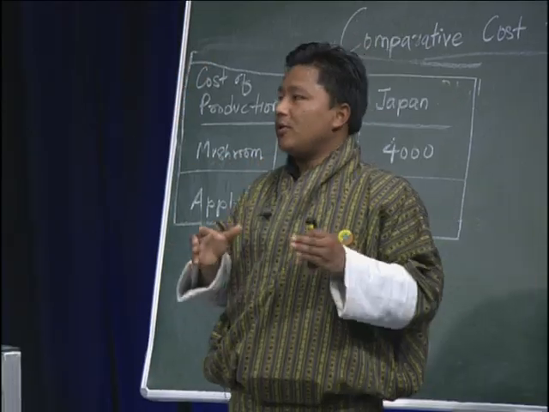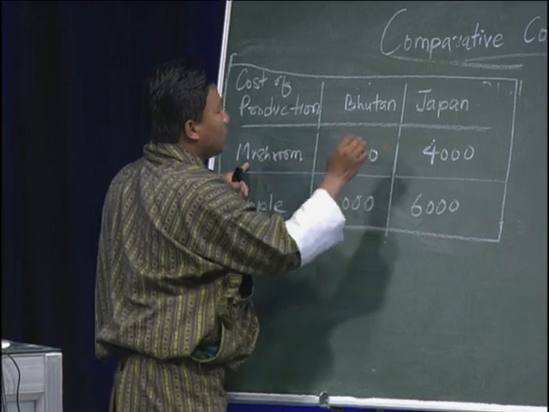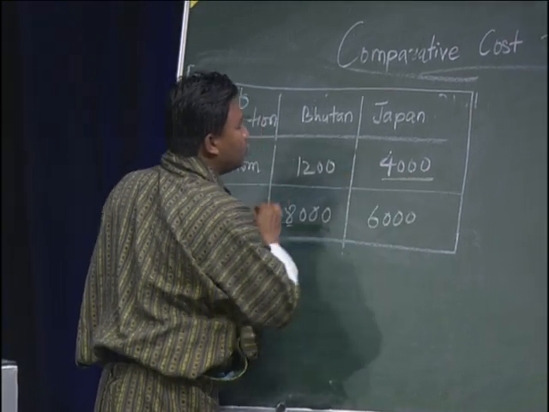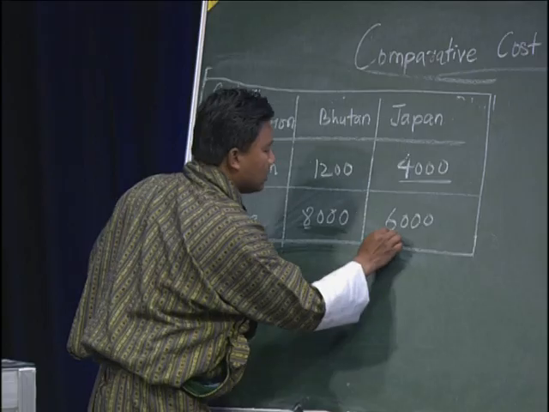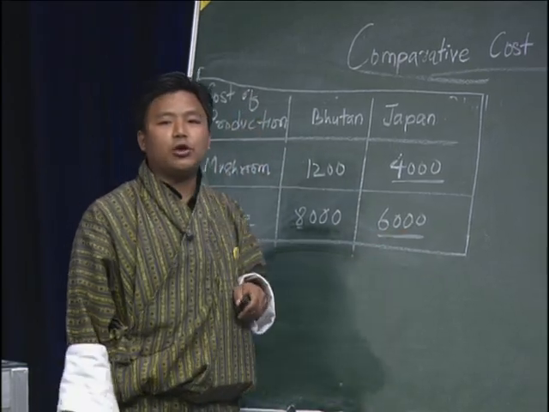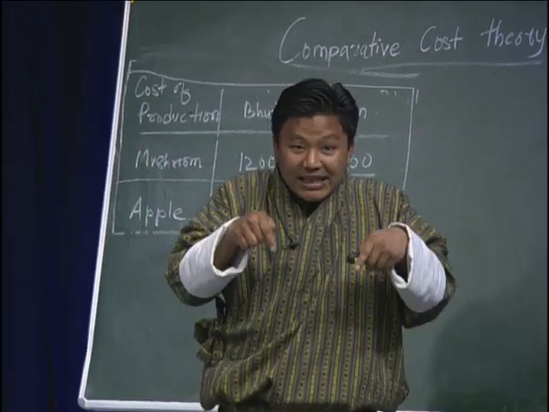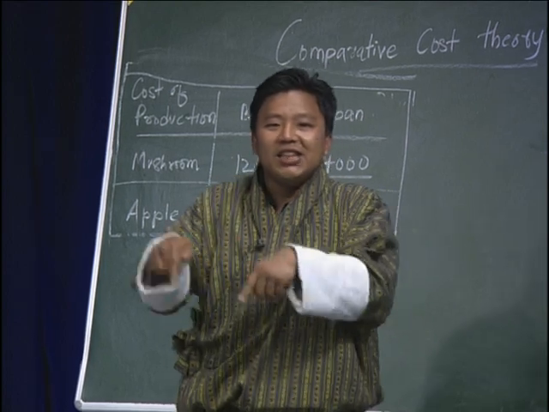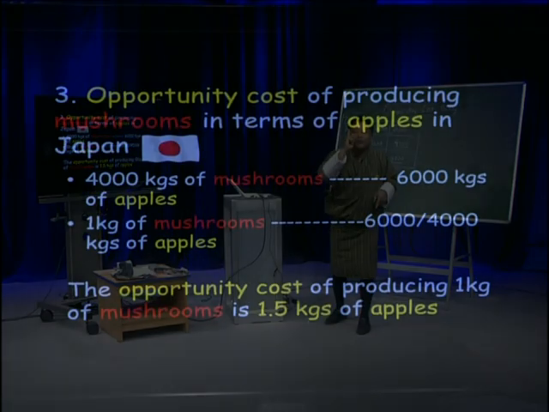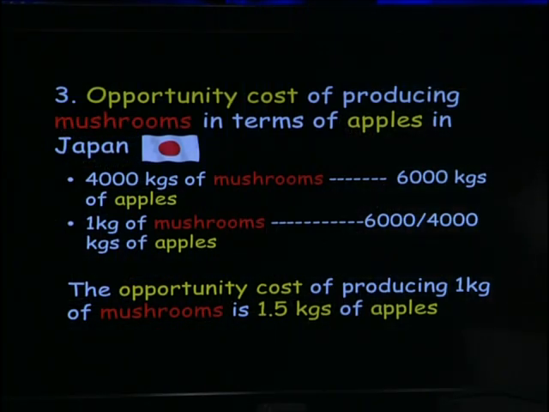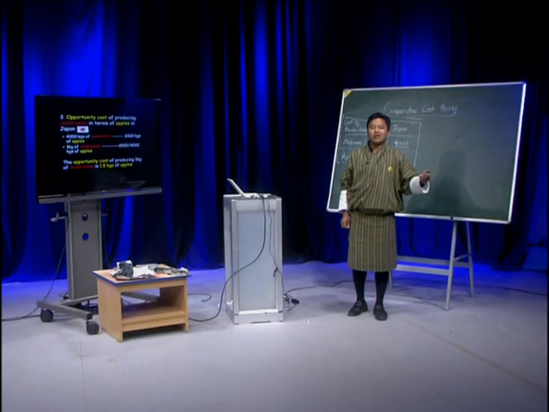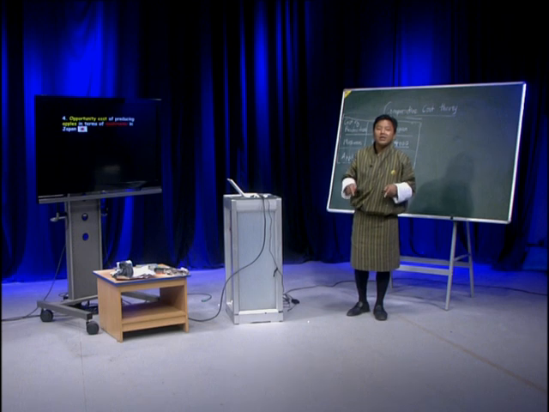Let us calculate for mushroom. In order to produce 4,000 kg of mushroom, Japan has to sacrifice 6,000 kg of apple. The opportunity cost of producing mushroom in terms of apple in Japan is 1.5 kg of apple. Now we are done with the calculations of opportunity cost for mushroom, and now let us further calculate the opportunity cost of producing apple in Japan.